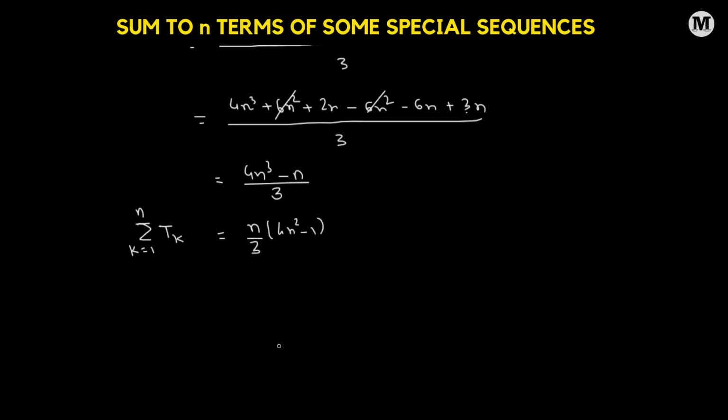And in other words, what we have found out is that the sum 1 cubed plus 3 cubed plus 5 cubed all the way up to n terms comes out to be equal to n over 3 multiplied to 4n squared minus 1.